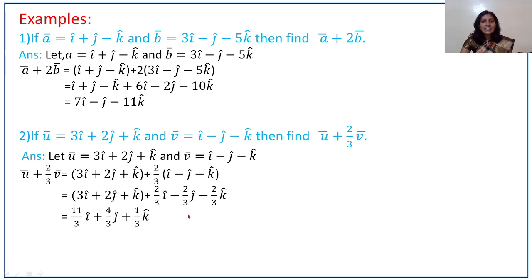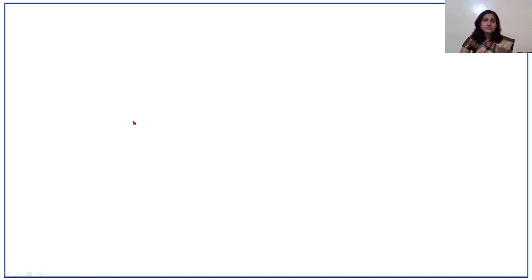We will make the addition or subtraction according to their signs. What we will get? Here 11 by 3 I cap plus 4 by 3 J cap plus 1 by 3 K cap. This is our second example.